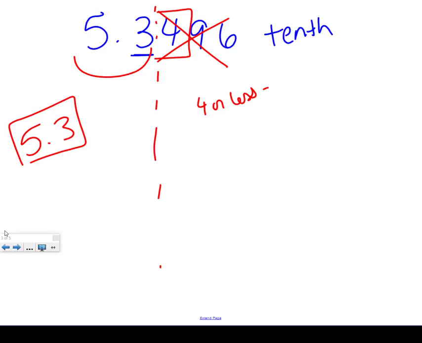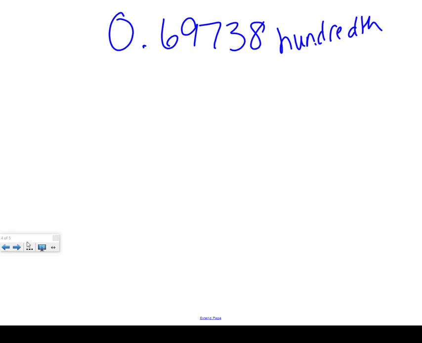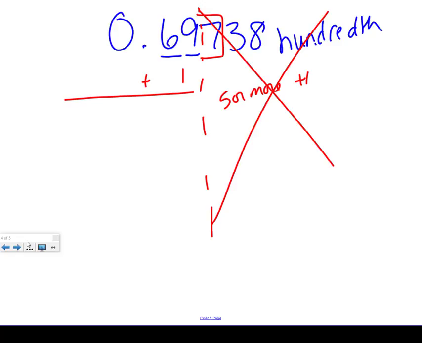Okay, let's look at this one. We're going to round to the nearest hundredth, so tenths, hundredths. We put our cutoff line, and we look at the number just to the right of it, and it's a 7, so it falls into the 5 or more category, which means we add 1 to the left side of the cutoff line. Everything on the right side of the cutoff line goes away.